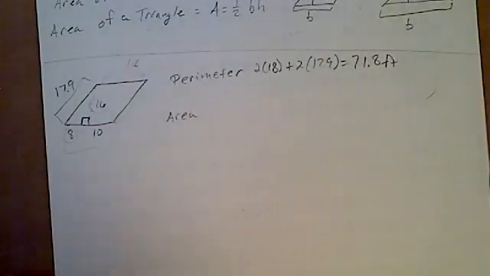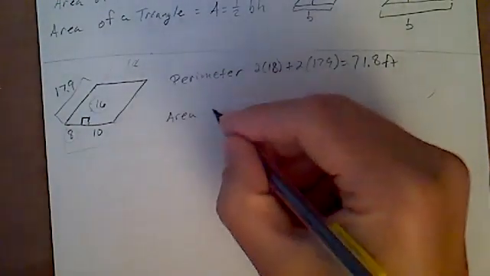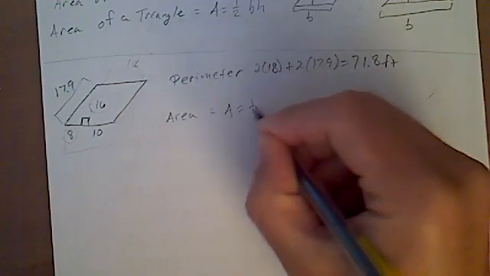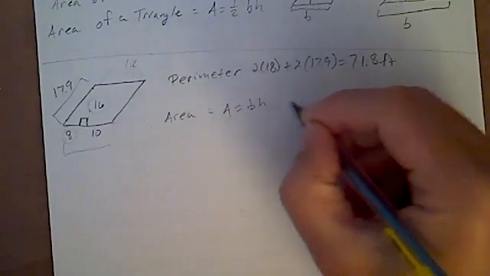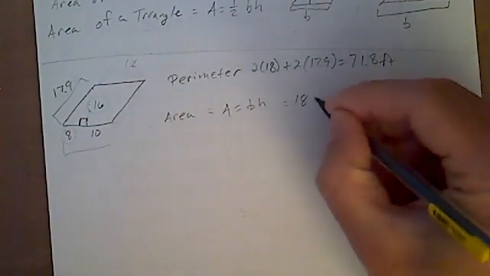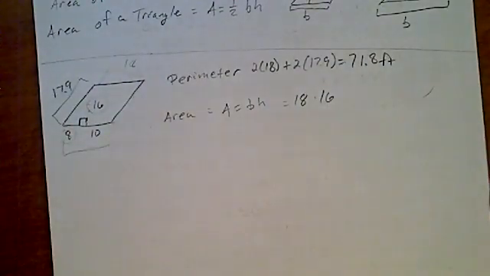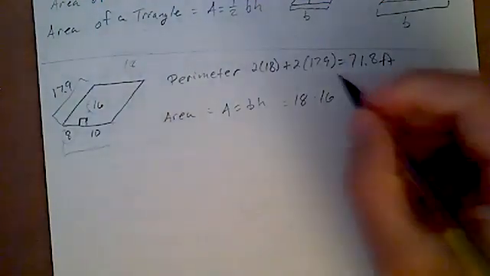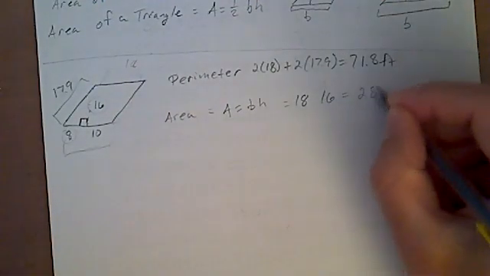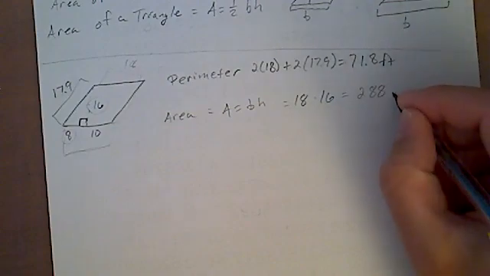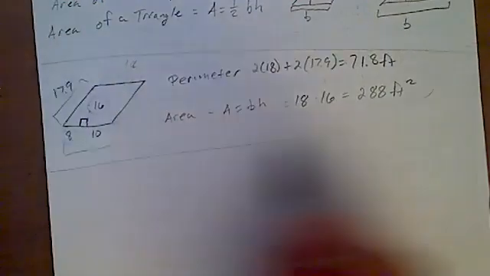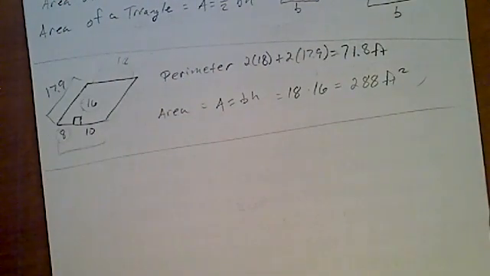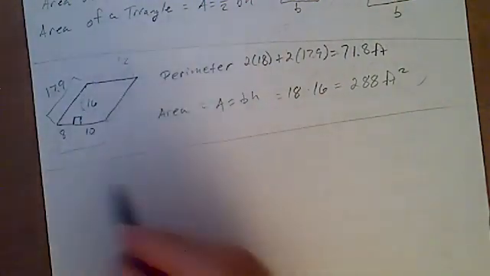What's our area? Area is easier. It equals the base times the height. The base is this 18 times the height 16. 18 times 16 gives us 288 feet squared. Let's take a look at another example.